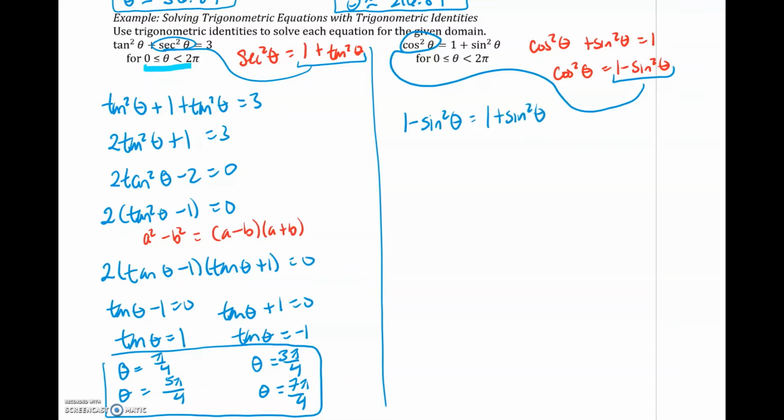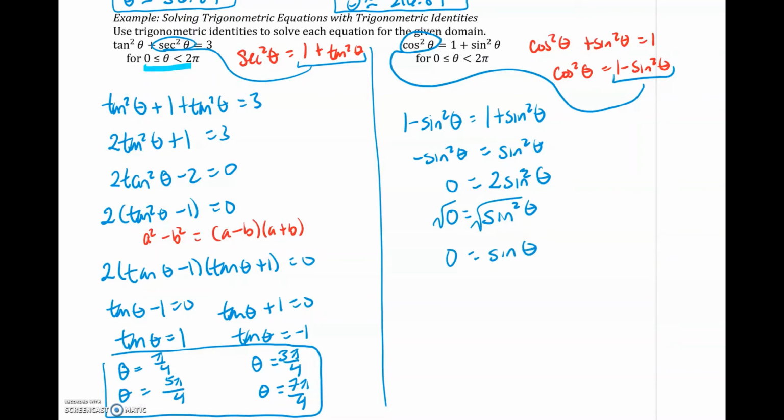And just like always, when it's quadratic, when we see that square, we want to get one side equal to 0. So I'm going to subtract the 1 and then add sine squared theta to get 2 sine squared theta. We can divide both sides by 2, but 0 divided by 2 is still 0. And then we can square root both sides here. And what do you know? Sine of theta equals 0.